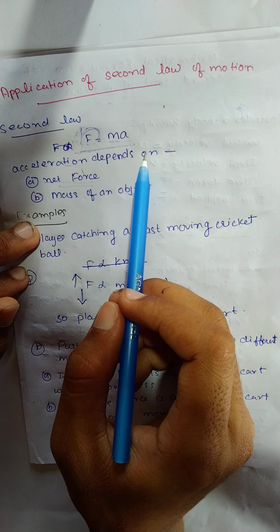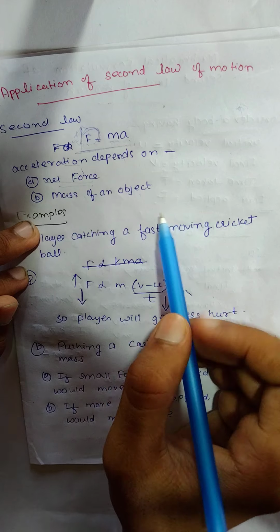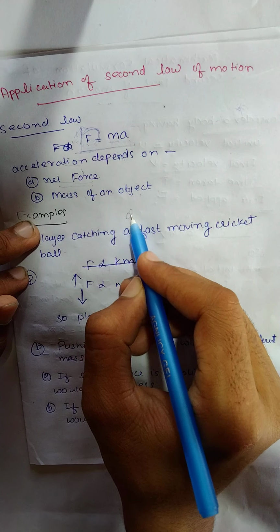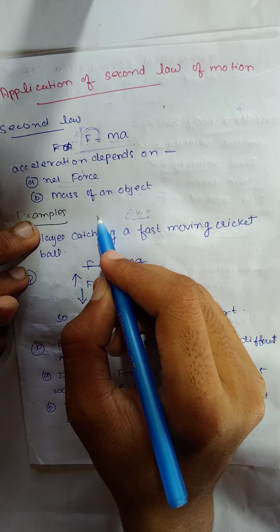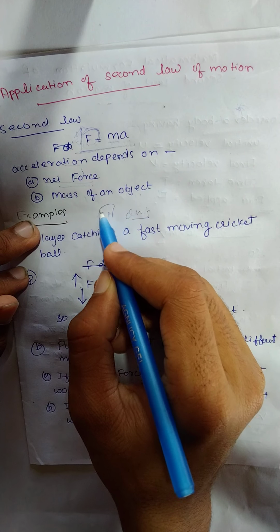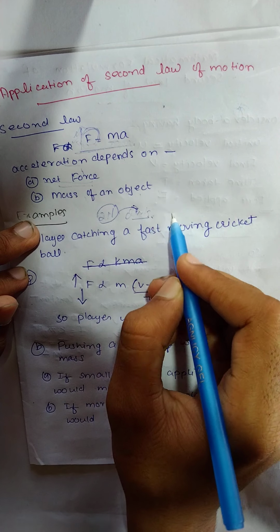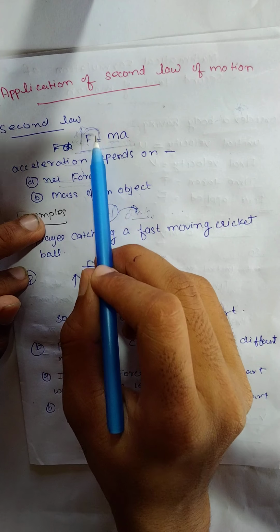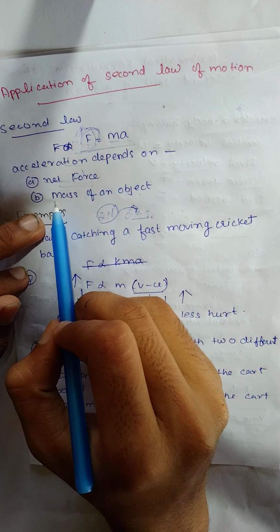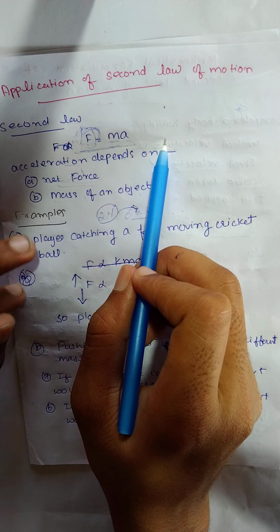If the mass of an object is, let us say, 20 kg and the acceleration comes to 2 meter per second squared, and the force applied is 2 Newton, then this 2 Newton will not be enough to move it from one place to another. So the acceleration depends on the net force, how much force we apply, and the mass of the object. On that, how much it will move depends.